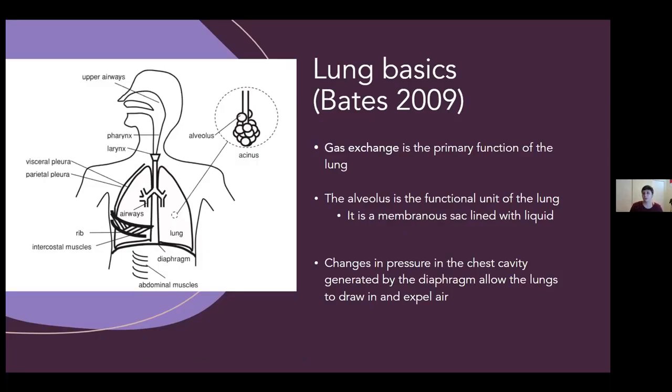And the function of your lung is to conduct gas exchange, so to oxygenate your tissues and to take carbon dioxide away. And the functional unit of your lung that actually participates in that gas exchange is called the alveolus. And what it is, it's this little membranous sac that's lined with liquid, and it inflates, and it gives oxygen into the bloodstream, and it takes carbon dioxide out of the bloodstream. And the way that you actually generate the pressure for breathing is done by your diaphragm. So your diaphragm changes the pressure in your chest cavity, which allows your lungs to expand for inhalation and to kind of compress for exhalation.